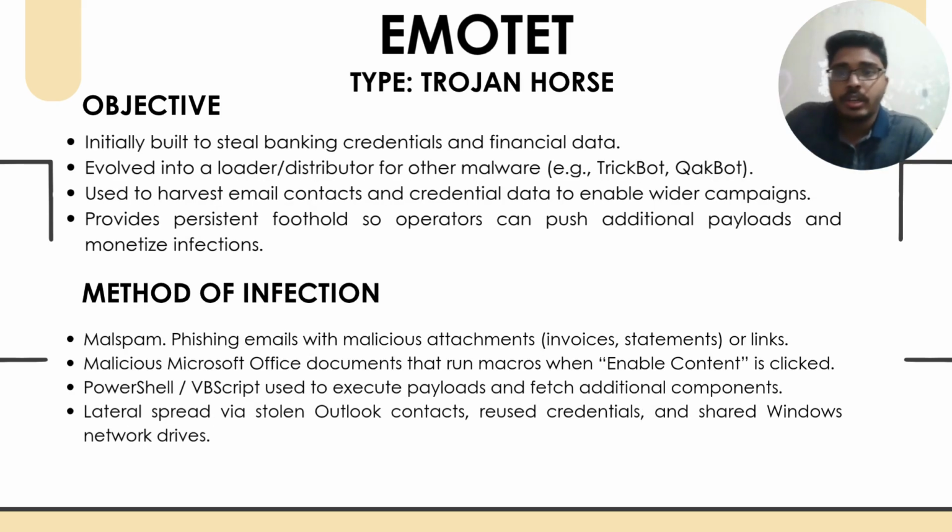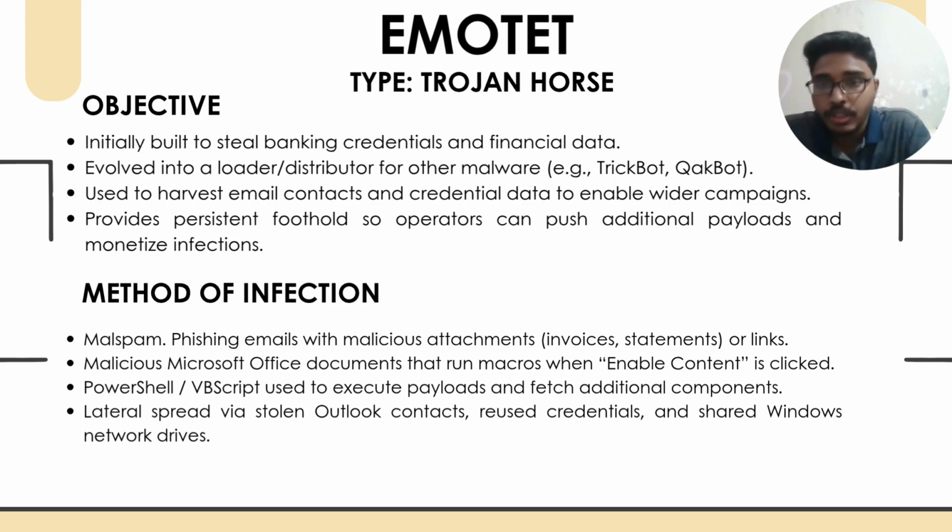Okay, now I'll explain about Emotet. Emotet is a Trojan horse malware discovered in 2014. It began as a banking Trojan, but later evolved into a malware distributor for threats like Trickbot and Qakbot. The main objectives are to steal banking credentials and user data, distribute other malware payloads, harvest email contacts for wider attacks, and maintain persistence for long-term access.